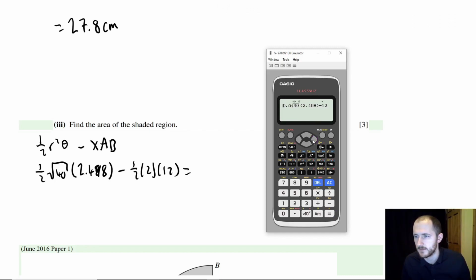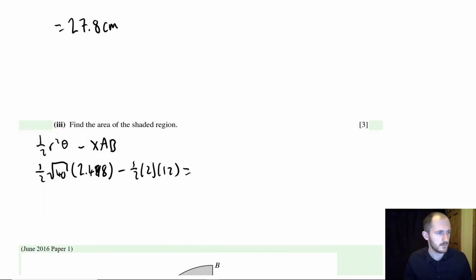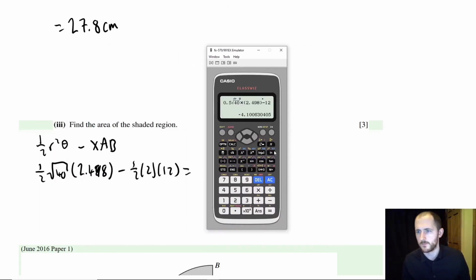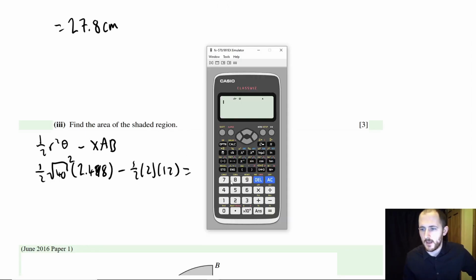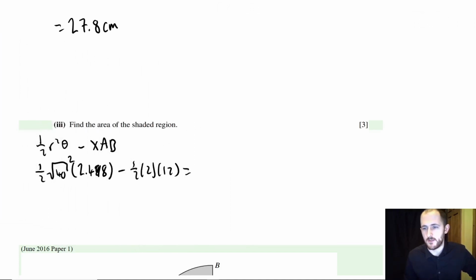What's happened here? Interesting. Let's try this one more time. So a half times root 40. That's what's happened. This needs to be squared. Perfect. Yeah, there's no way of recovering that. Half times 40, we can just call it instead, because we know it's going to be squared. 2.498, and then again minus 12. There we are. 37.96. Let's call it 38.0 to 3 significant figures. And again, that should be in centimetres squared.